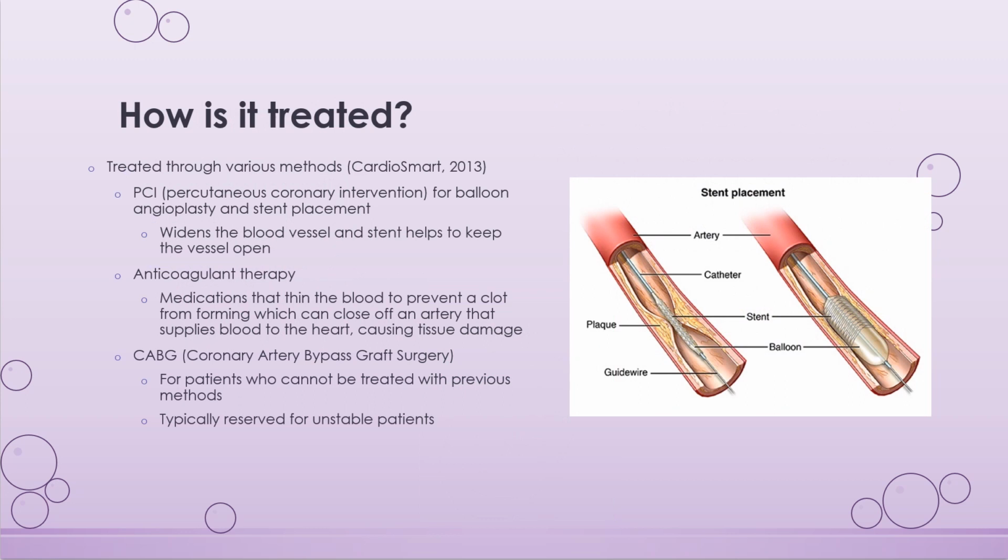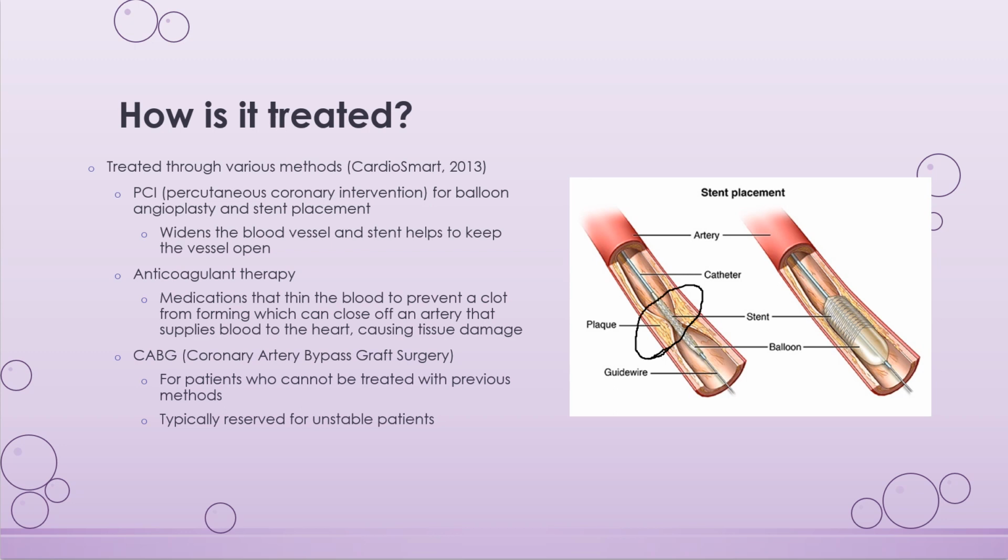So how is a STEMI treated? Well, it can be treated through various methods. For example, there's something called PCI, or what is known as percutaneous coronary intervention. And this is used for what's called balloon angioplasty and stent placement, which you can see over in the corner here in these pictures. So the balloon angioplasty is used to widen the blood vessel that has the blockage in it, which you can see right here. So that is our blockage, this plaque.